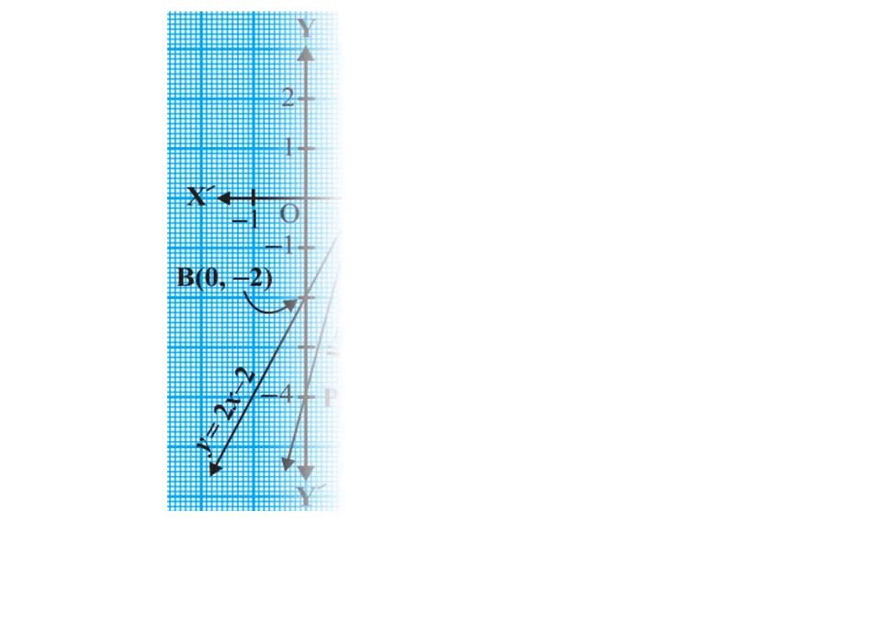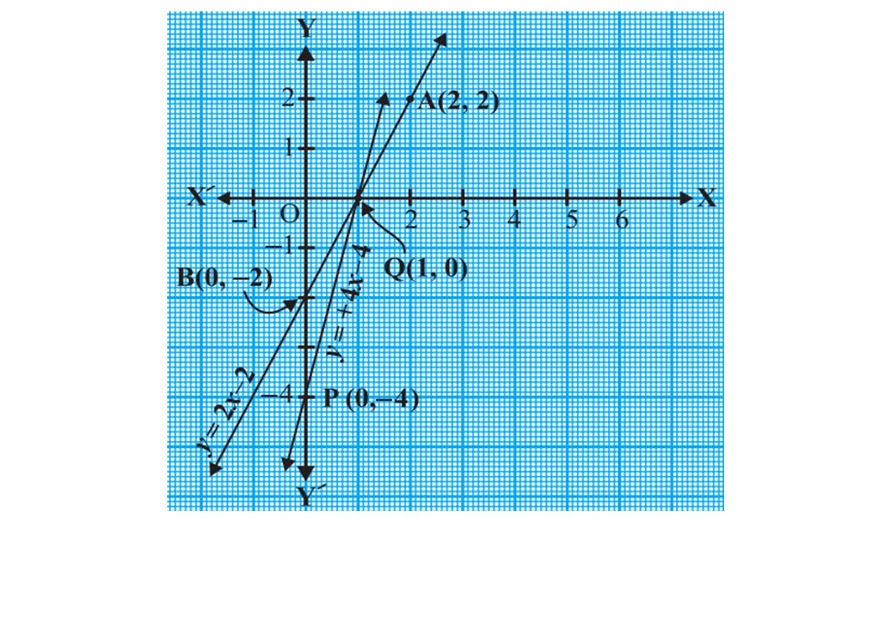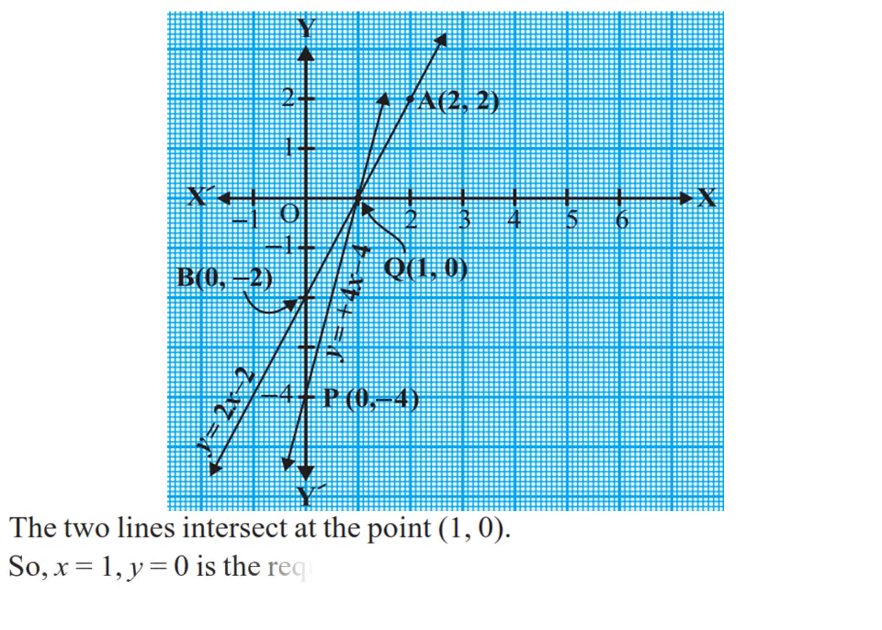So whenever you plot the graph, you will get these type of intersecting lines. Have you observed that the lines are intersecting at point Q, whose coordinate is (1, 0)? So here the two lines intersect at the point (1, 0). What you have to do is say that x equals 1 and y equals 0 is the required solution.